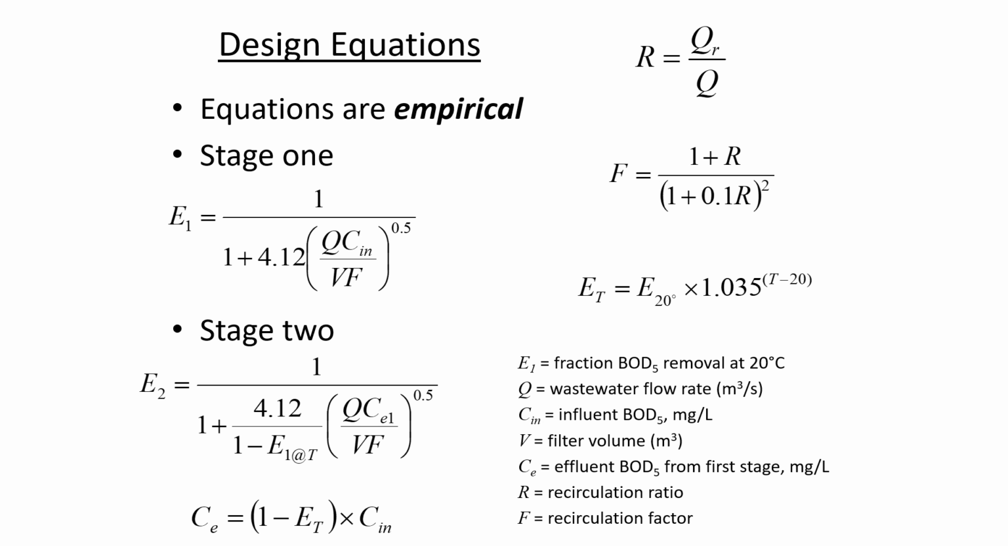So these are the design equations that we use for trickling filters, and they're just strictly empirical. That means that they were developed based on observation and not based on first principles of physics and biology. They observed a lot of trickling filters and calibrated the performance over time to a couple of coefficients that are built into the equation here.